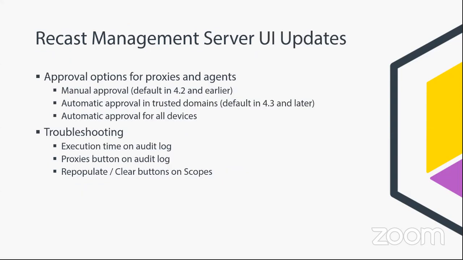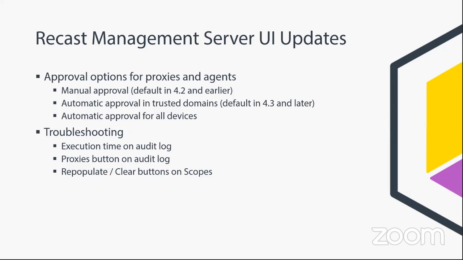We also have a couple of UI updates. I mentioned the automatic approval for proxies and agents. In 4.2 and earlier, this was manual approval. So every proxy and agent you'd install in your environment, you had to go into the Recast Management Server UI and approve it. In 4.3, we modeled this around the Config Manager's client approval rules.